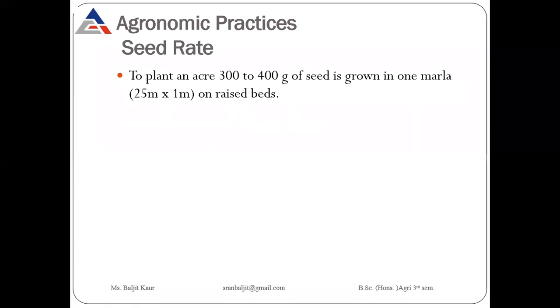Now, agronomic practices. There are a number of agronomic and cultivation operations followed in the cultivation of brinjal. First of all, the seed rate. If we want to plant 1 acre of brinjal, we need 300 to 400 gram of seed, grown in nursery beds. For 1 acre, we need a nursery area of only one marla, that is 25 by 1 meter, and the nursery is grown on raised beds. So 300 to 400 gram of seed is sown in the raised nursery beds.